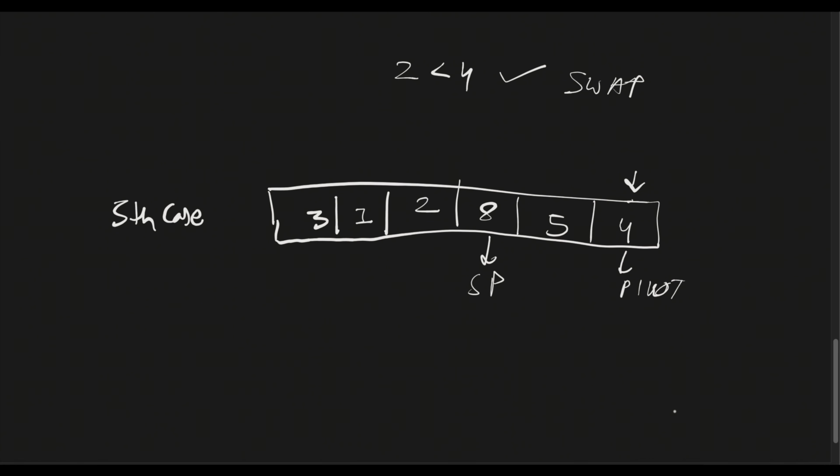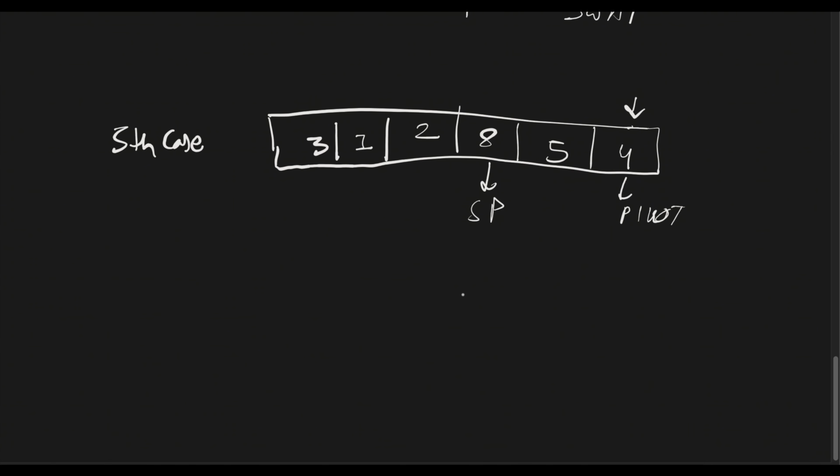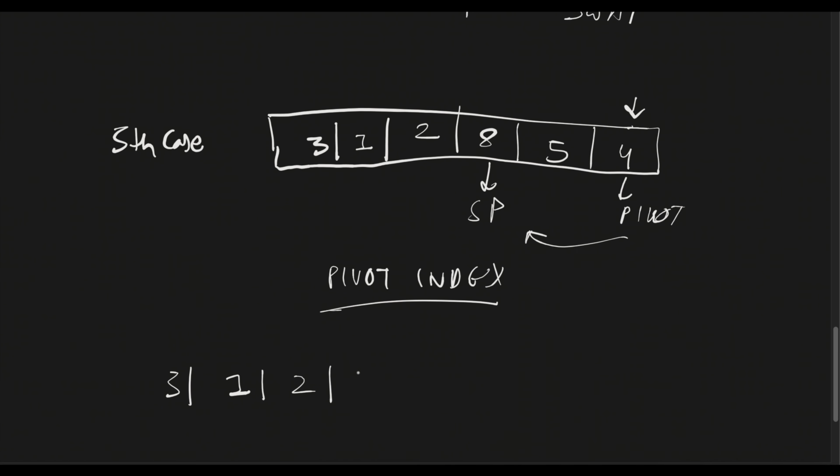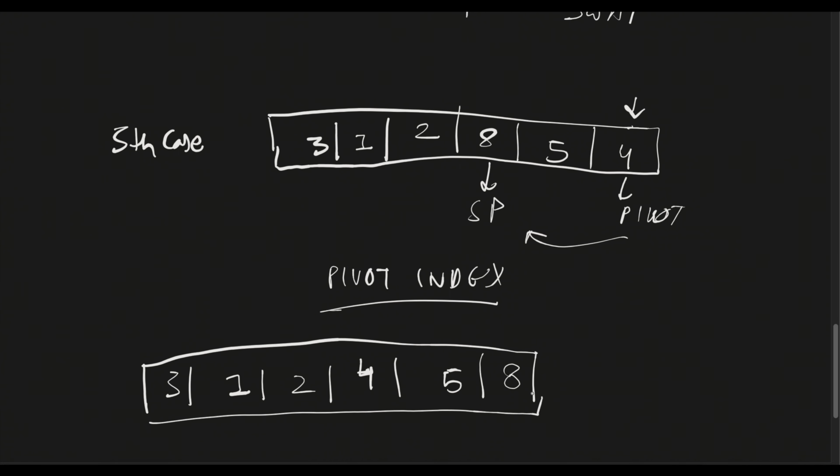After my loop reaches the end of the array, we will come out of the loop and do a swapping again. Why? Because I have to return my pivot index, and I have to do the swapping. So I will swap my pivot with the secondary pointer. My pivot goes to the position of the secondary pointer here, and 5 remains the same. Now this looks like my array.